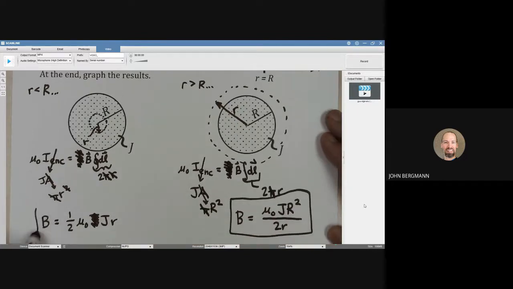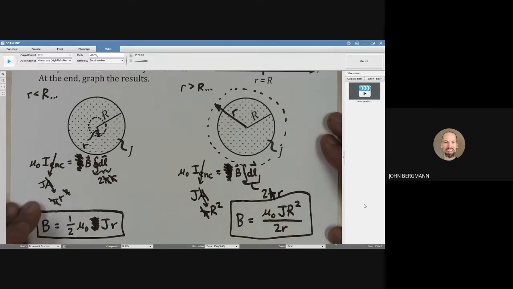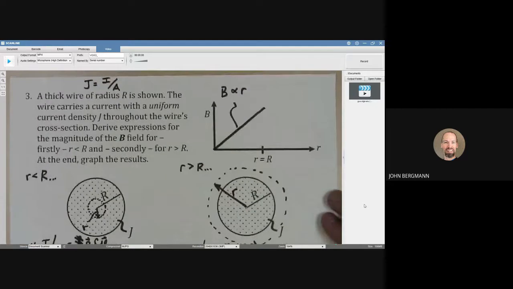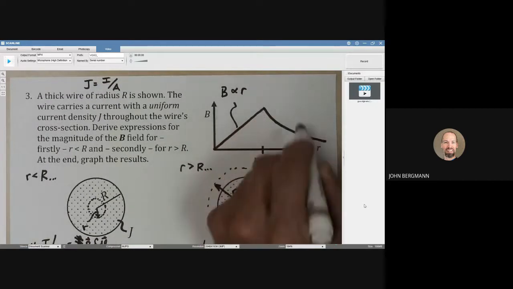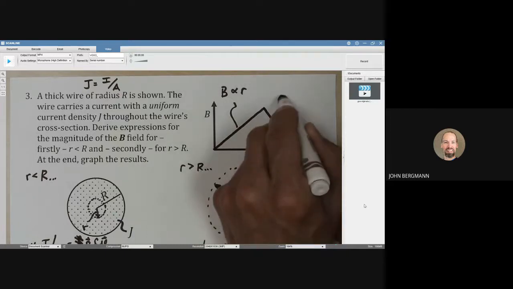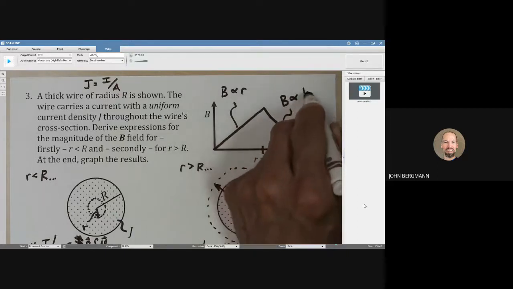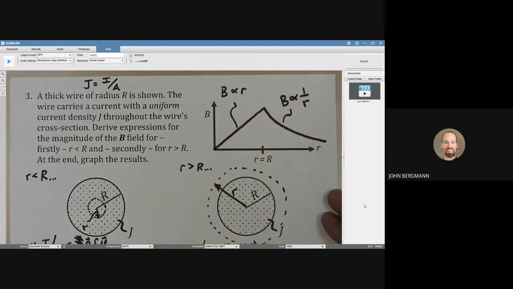What is happening here to the magnetic field as we get outside the wire? Everything is a constant here except r. So we're falling away relative to 1 over r here. If we finish this by drawing the graph, we're going to have a curve that looks kind of like that, where outside this wire, B is proportional to 1 over r.